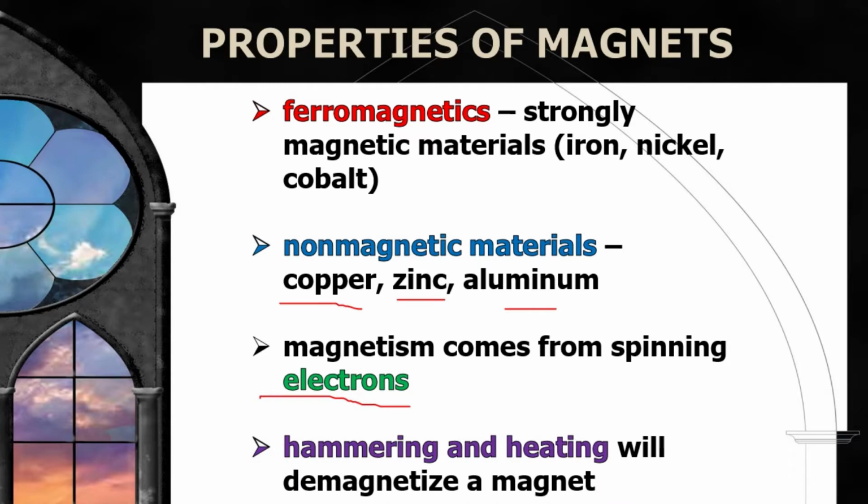So how do we demagnetize a magnet? In our slides, you can see here that by hammering and heating, you are going to demagnetize a magnet. And also, in the laboratories, for face-to-face, you will notice that when you drop a magnet, you can also demagnetize it.